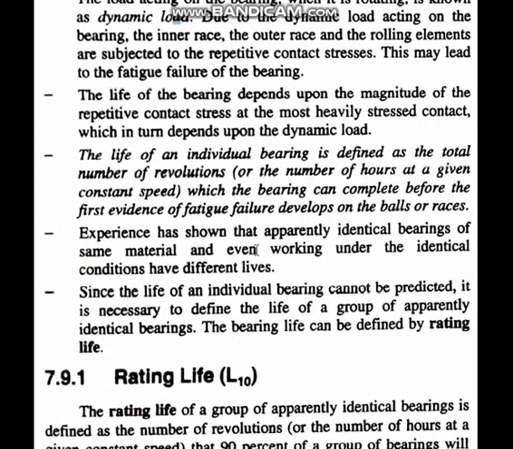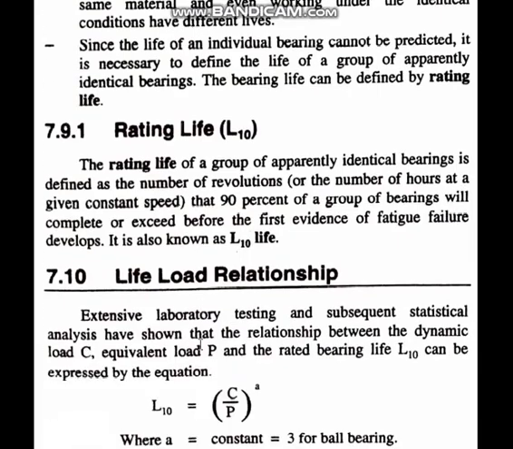Experience has shown that apparently identical bearings of the same material, even working under identical conditions, have different lives. Since the life of an individual bearing cannot be predicted, it is necessary to define the life of a group of apparently identical bearings. The bearing life can be defined by rating life. Now, rating life L10: it is the number of revolutions that 90% of a group of apparently identical bearings will complete or exceed before the first evidence of fatigue failure develops. It is also known as L10 life.